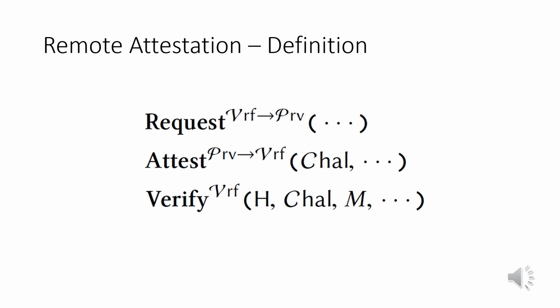Finally, the last function in this protocol is verify. This algorithm is executed by the verifier upon receiving the authentication token from the prover. This token verifies whether the current content in the prover's range corresponds to an expected value M.